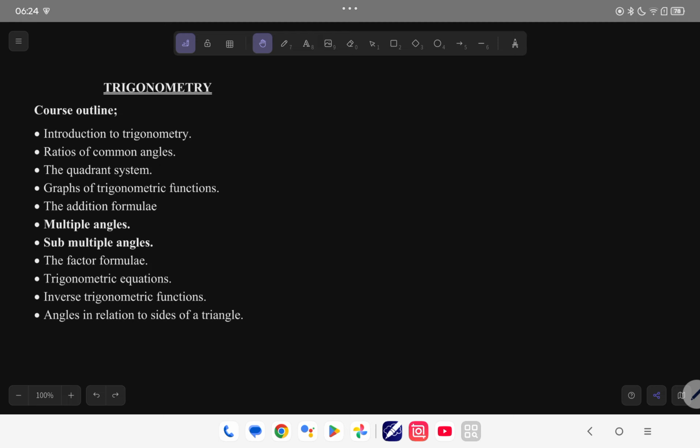In the last episodes, we have been able to look at the introduction to trigonometry. We have handled ratios of common angles and the quadrant system, and we have been able to handle the addition formulae. Now in this episode, we are going to handle multiple angles and submultiple angles.